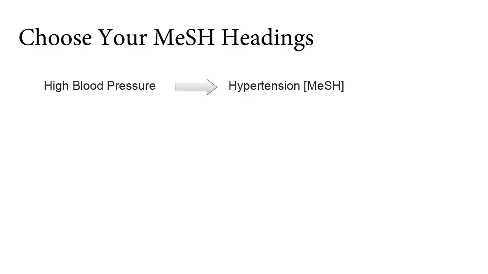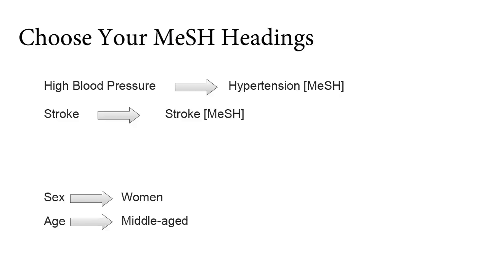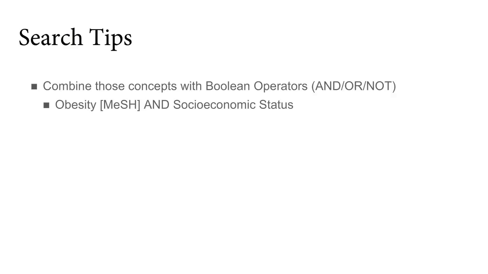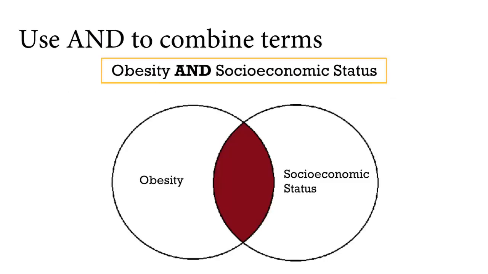Once you have your search divided into its basic components, you'll want to search for a MeSH term that corresponds to each component, or recognize when a limit such as sex, age, or article type might be used. Once you have your search divided into terms and limits, use Boolean operators like AND or OR to create your search strategy. The Boolean operator AND connects different ideas.